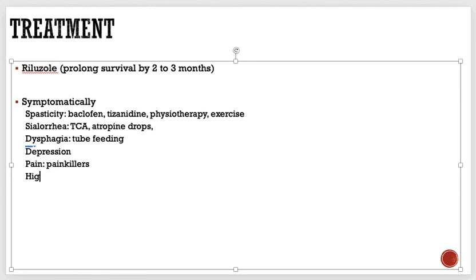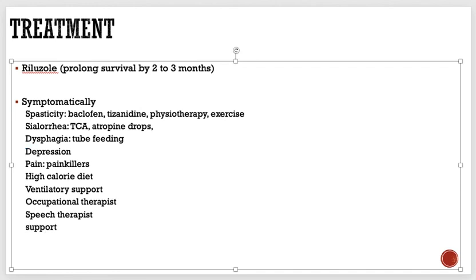Basically, we give them a high calorie diet, of course, because they need it. If their respiratory function is failing, we can give them ventilatory support. BiPAP can be given. We can involve a physiotherapist, occupational therapist, and a speech therapist. And of course, they need a lot of support, like psychosocial support.